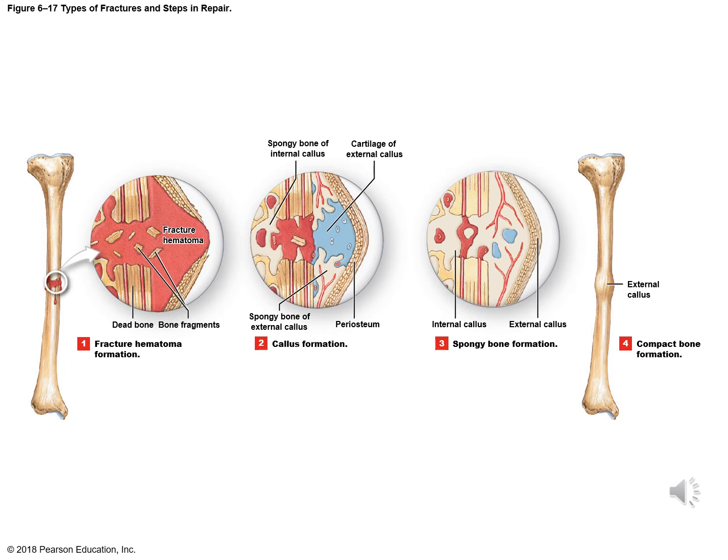It will form a large lump internally and externally. Internally it's called the internal callus. The bump that you can see externally is the external callus. Okay. The bone will then start to form from the cartilage.